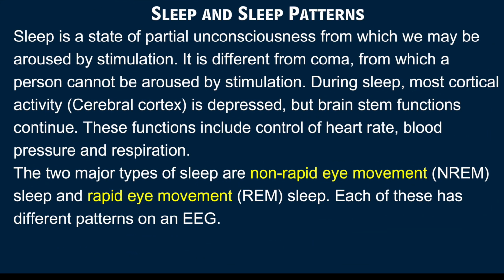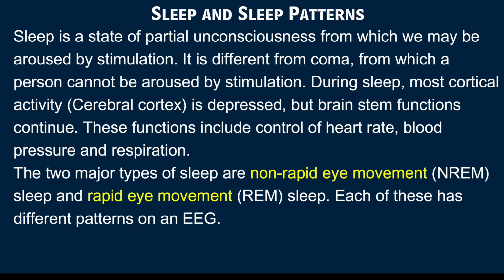Next is sleep and sleep patterns. Sleep is a state of partial unconsciousness from which we may be aroused by stimulation. It is different from coma, from which a person cannot be aroused by stimulation. If the person is sleeping, we can arouse them, but if the person is in coma, we cannot arouse them. During sleep, most cortical activity, that is the cerebral cortex, is depressed, but brainstem functions continue. These functions include control of heart rate, blood pressure, and respiration.